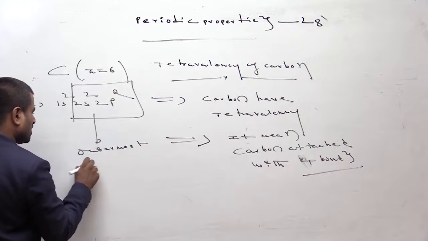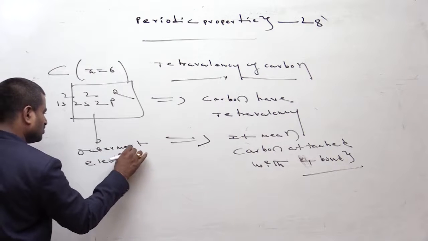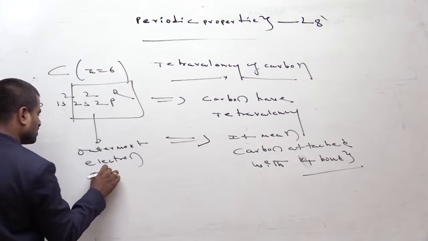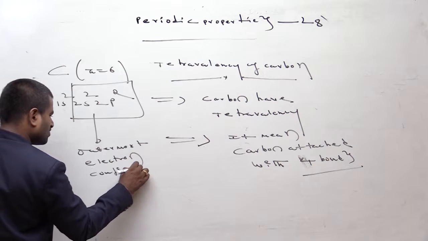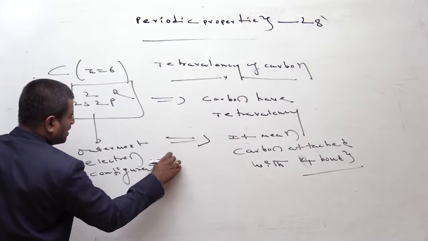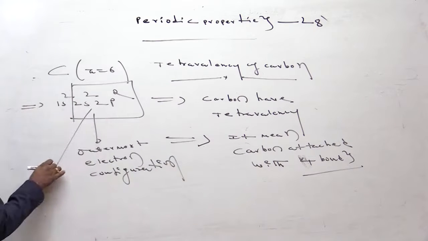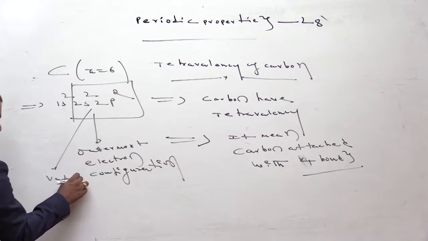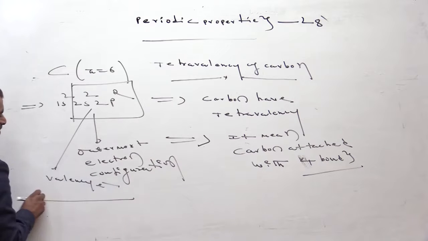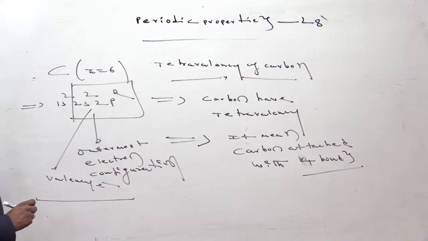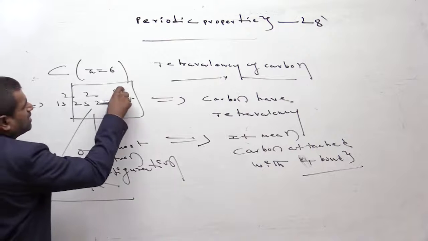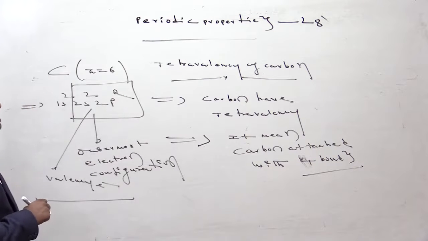This is called the outermost shell electron configuration. The electrons in the outermost shell are called valency electrons. In the outermost electron configuration, there are 4 electrons. The octet is incomplete, and to complete the octet, 4 electrons are required. That is why carbon is always attached to 4 bonds.